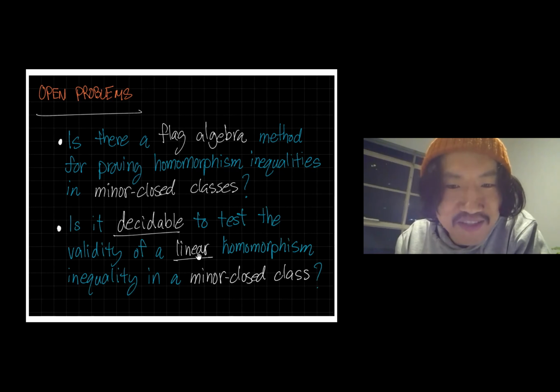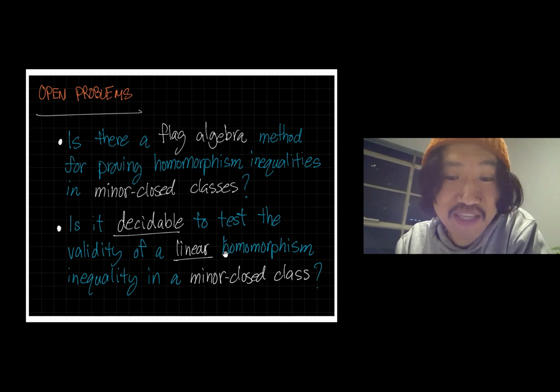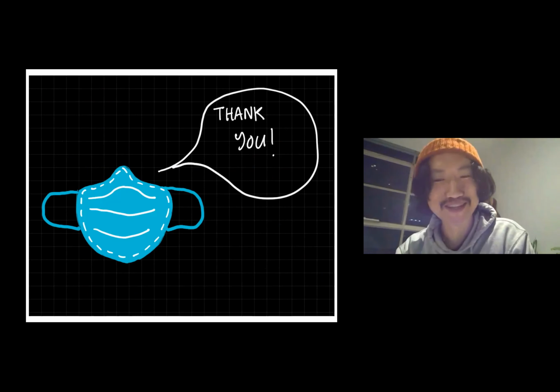The second open problem is, can you decide homomorphism inequalities in minor closed classes? There's a nice result of Sergey Norin and Hamid Hatami that says that in general, this is undecidable. It's undecidable to test the validity of even a linear homomorphism inequality. So there's no algorithm that does this, but maybe there are algorithms if you restrict to minor closed classes. I guess I will finish there. Thank you for your attention.